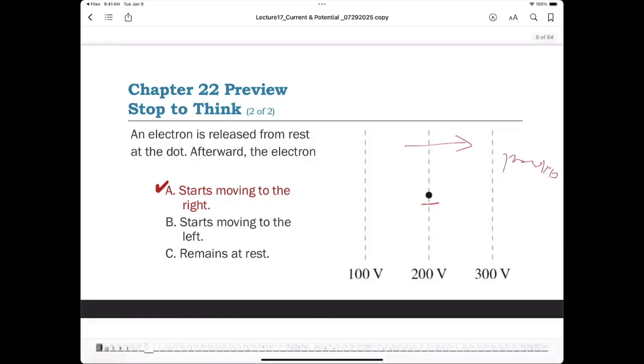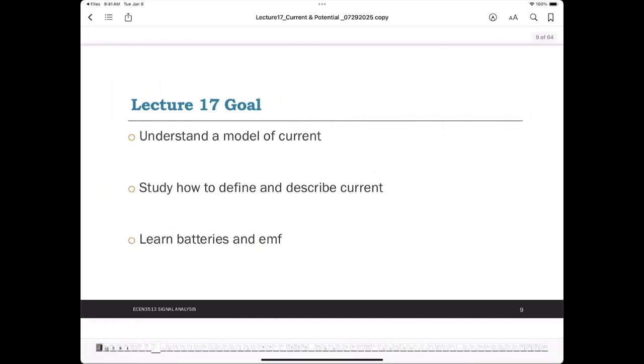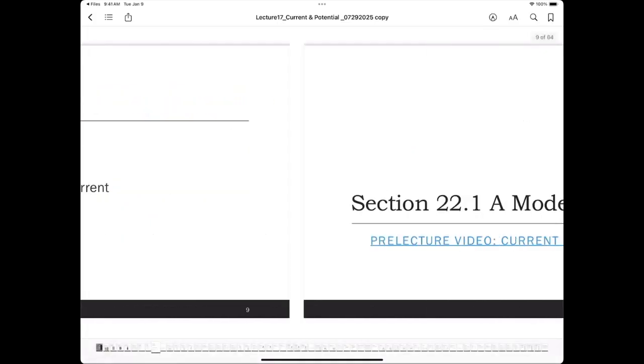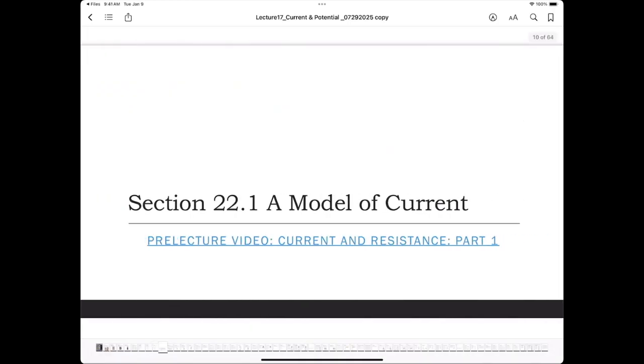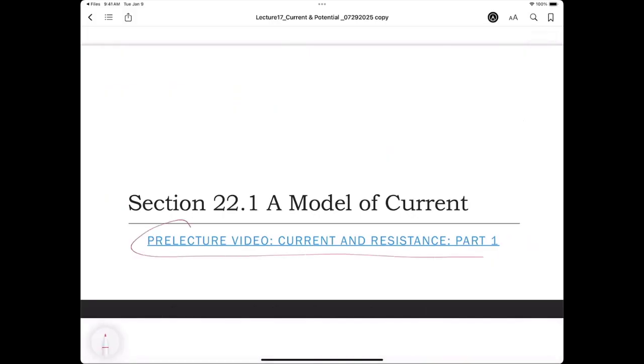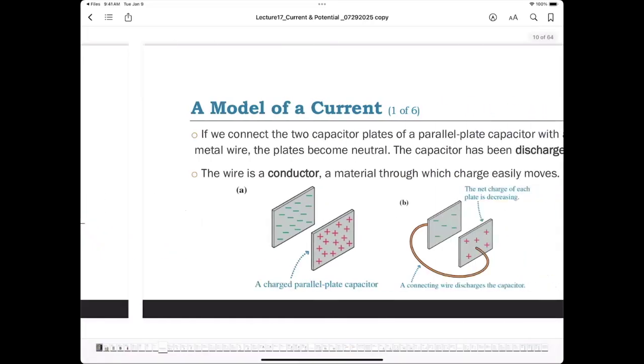Yeah. Let's check. Okay, this is today's goal. Firstly, we will understand a model of current, and then we will study how to define and describe current. And finally, we will learn batteries and EMF. What is EMF? We will talk about that later. Firstly, let's talk about a model of current. You can watch this video to understand current and resistance. I will now play it in the class.